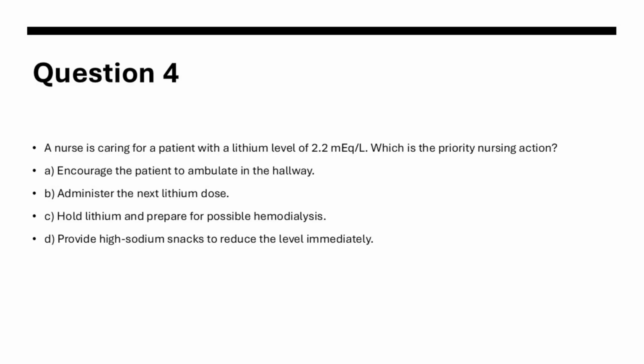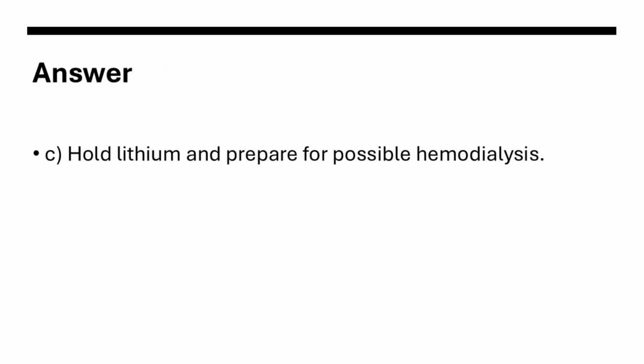Question 4. A nurse is caring for a patient with a lithium level of 2.2 milliequivalents per liter. Which is the priority nursing action? A. Encourage the patient to ambulate in the hallway. B. Administer the next lithium dose. C. Hold lithium and prepare for possible hemodialysis. D. Provide high sodium snacks to reduce the level immediately. The best answer will be C. Hold lithium and prepare for possible hemodialysis.